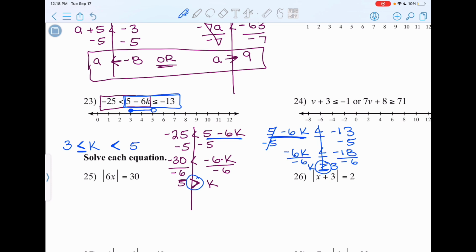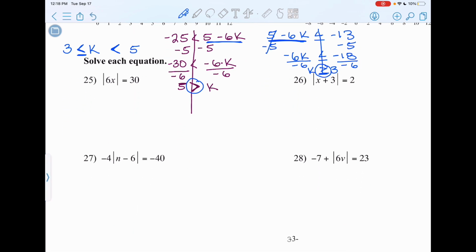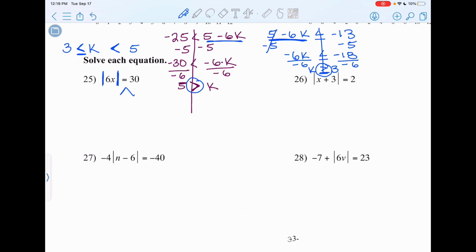Next, let's solve some absolute value equations. When we solve absolute value equations, we need to get the absolute value all by itself and then break it up into two possible problems, considering that in absolute value, I can have two values with the same distance away from 0. So in 25, my absolute value is all by itself, which is the first step. And now I need to split this up into two problems. 6x could equal positive 30, or 6x could equal negative 30. Notice how the inside stayed exactly the same.